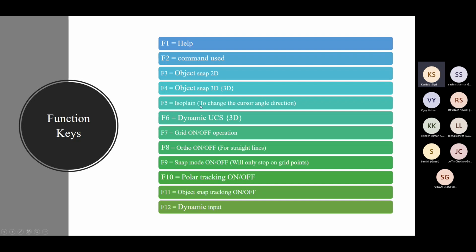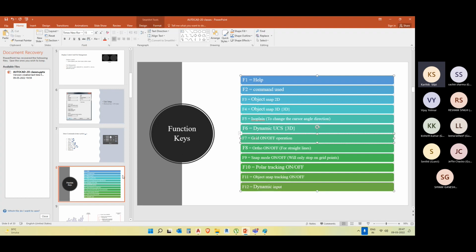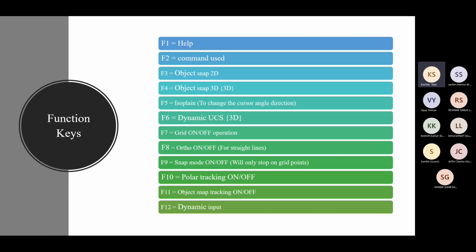And F5, F6 are not useful because we are not going to draw anything in 3D. Then remember F7, F8. F7 is for grids, as I'll show in the project, and F8 is for ortho. Ortho is for when you are trying to draw a straight line in AutoCAD: you can draw one when F8 is on. If your ortho is off, you can give any angle to your line. That's the purpose of ortho.